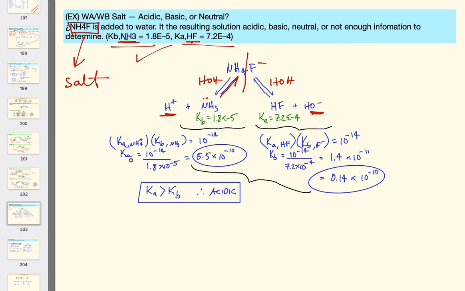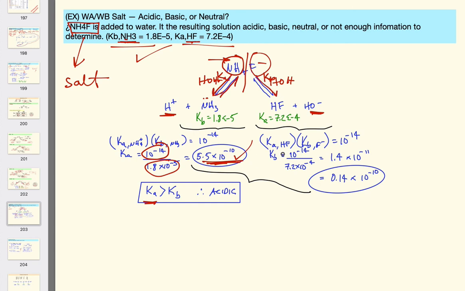Okay, so let's look at Ka. So what is Ka for ammonium? Because we're interested in the Ka for this, yes? Because that's where we're starting. So we know that Ka times Kb is equal to Kw. So there's the Kw, and there's the Kb, we solve for Ka, and Ka for this species is 5.5 times 10 to the minus 10. So that's the Ka I'm interested in. That's the Ka I'm going to compare to this Kb. Okay, that Ka to that Kb.